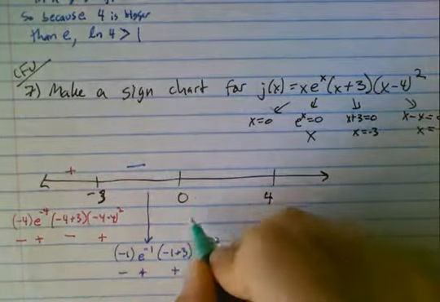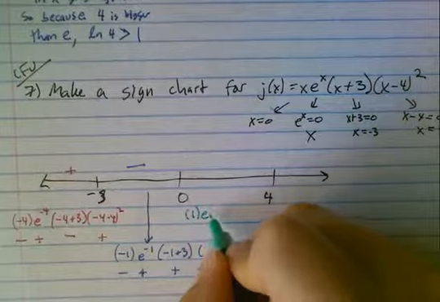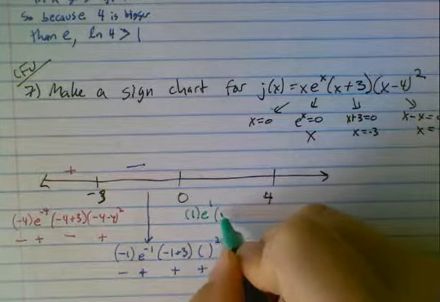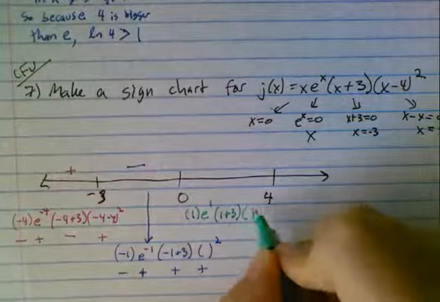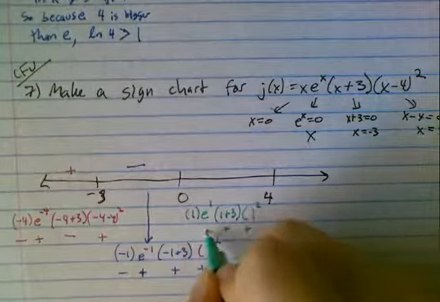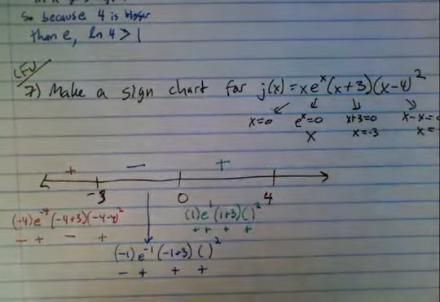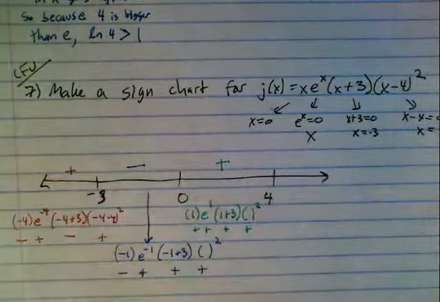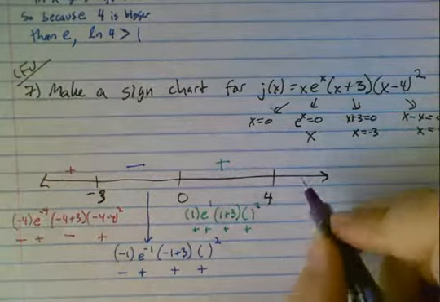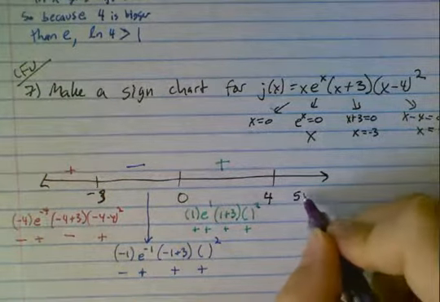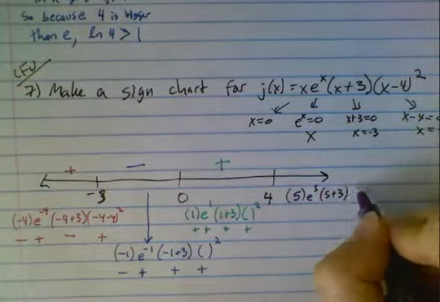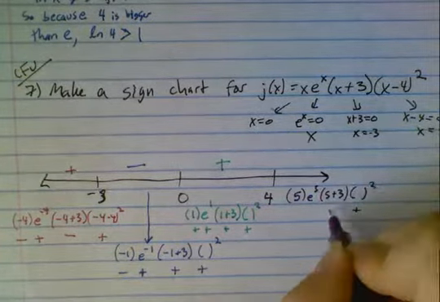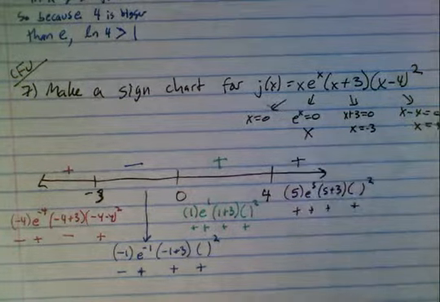Between 0 and 4, let's say 1. So we've got 1. e to the first power. 1 plus 3. And something squared. All positives. And then let's say the number 5. Got 5. e to the 5th. 5 plus 3. And something squared. Also always positive. That concludes these notes.